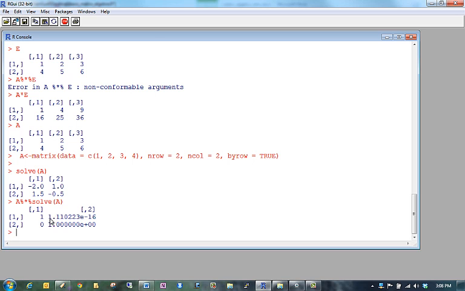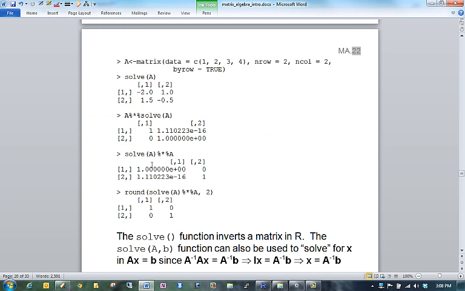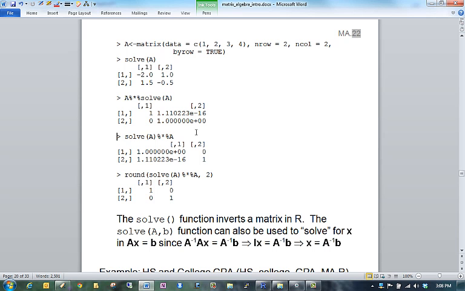Of course, this right here, 1.11 times 10 to the negative 16th power, is practically 0. There's just some very, very small round-off here, and so that's why you don't see it actually shown as 0. We could also do A inverse times A and get the same result back.